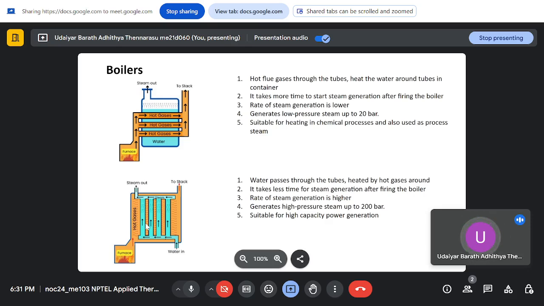The other is the water tube boiler. A similar scenario, but you have water passing through the tubes and gases passing on the outside of the tubes. So hot flue gases heat the water in the tubes. In a fire tube boiler, it takes more time to start steam generation after firing the boiler. So this disadvantage with the fire tube boiler is it takes too much time to start steam generation, and the rate of steam generation is lower.